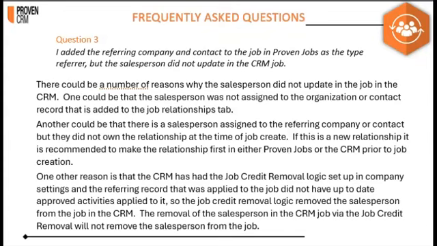Question 3: I added the referring company and contact to the job in Proven Jobs as the type referrer, but the salesperson did not update in the CRM job. The answer to this question could have a number of reasons why the salesperson did not update the job in the CRM. One could be that the salesperson was not assigned to the organization or contact record that is added to the job relationships tab.